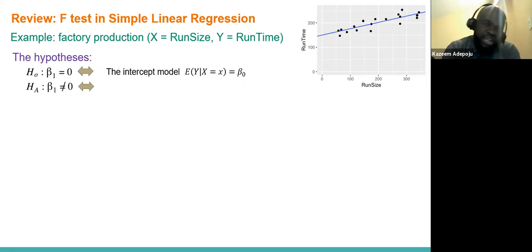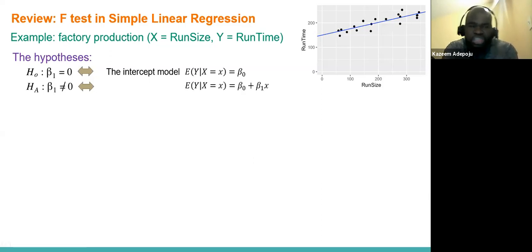I'm going to say that again. What the intercept model is trying to say here is that on average, it's going to take the same processing time, or the same run time, for different run sizes. That's what it's trying to say. That is where beta 1 is not significantly different from 0.